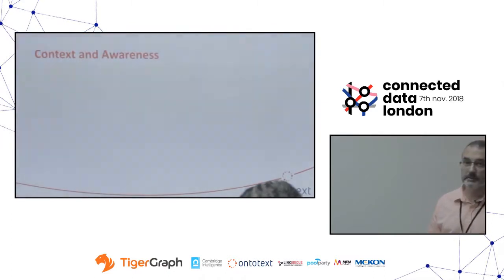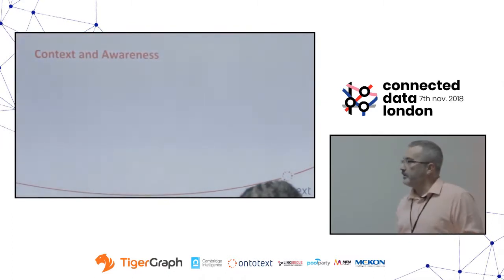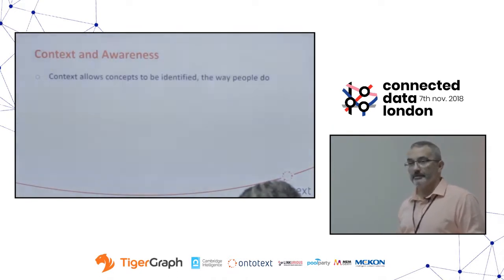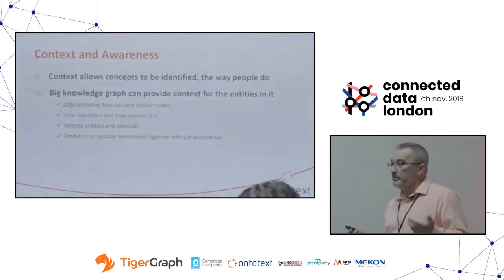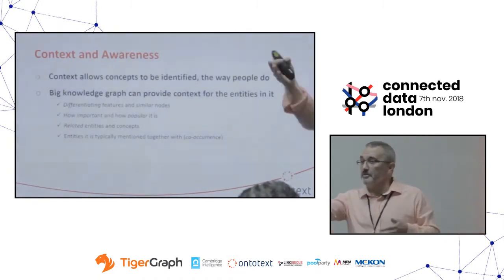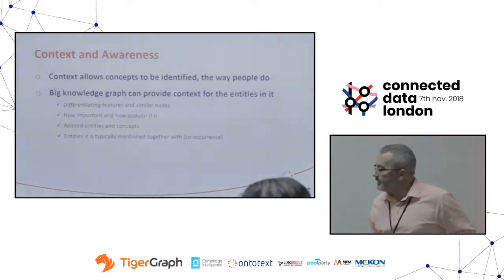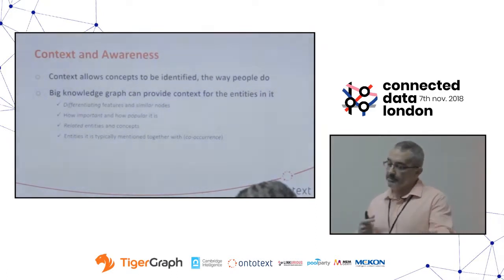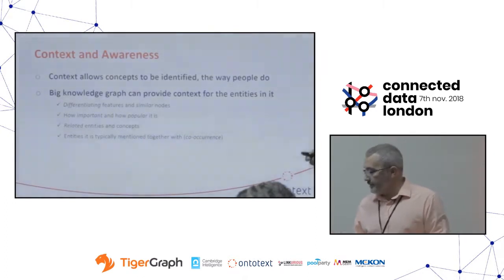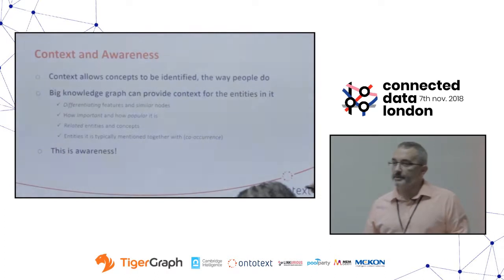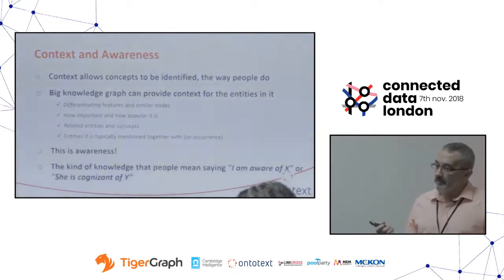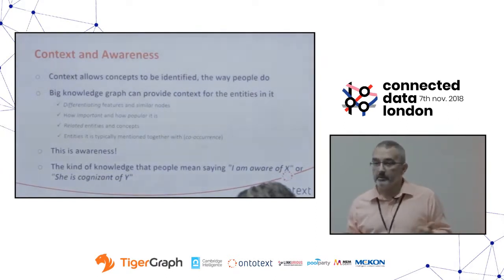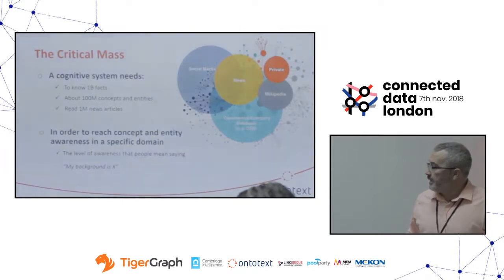And this actually requires a lot of the kind of knowledge about entities and concepts that people have and machines don't have. The kind of awareness of what Tim Cook is and what Paul Appleby is, and what Connected Data London is. So it's a combination of different things, like being able to know what the differentiating features are, what are the similar concepts, how important is one feature, what are the related features, what are the co-occurrent features. The combination of all these things is what people mean when they say, I'm aware of something, or I'm cognizant of something. And it actually takes combining data from different sources to get it right, and actually big volumes of data.